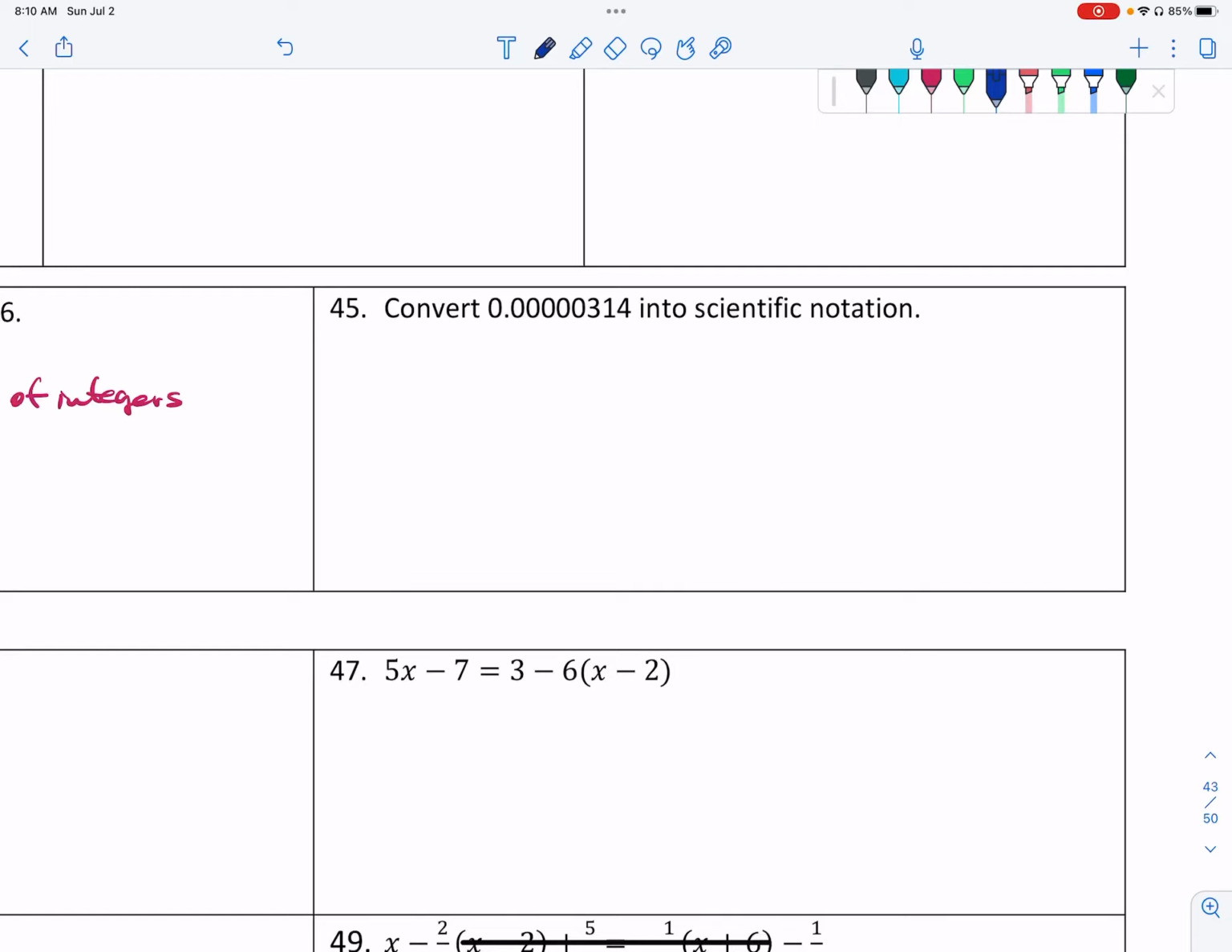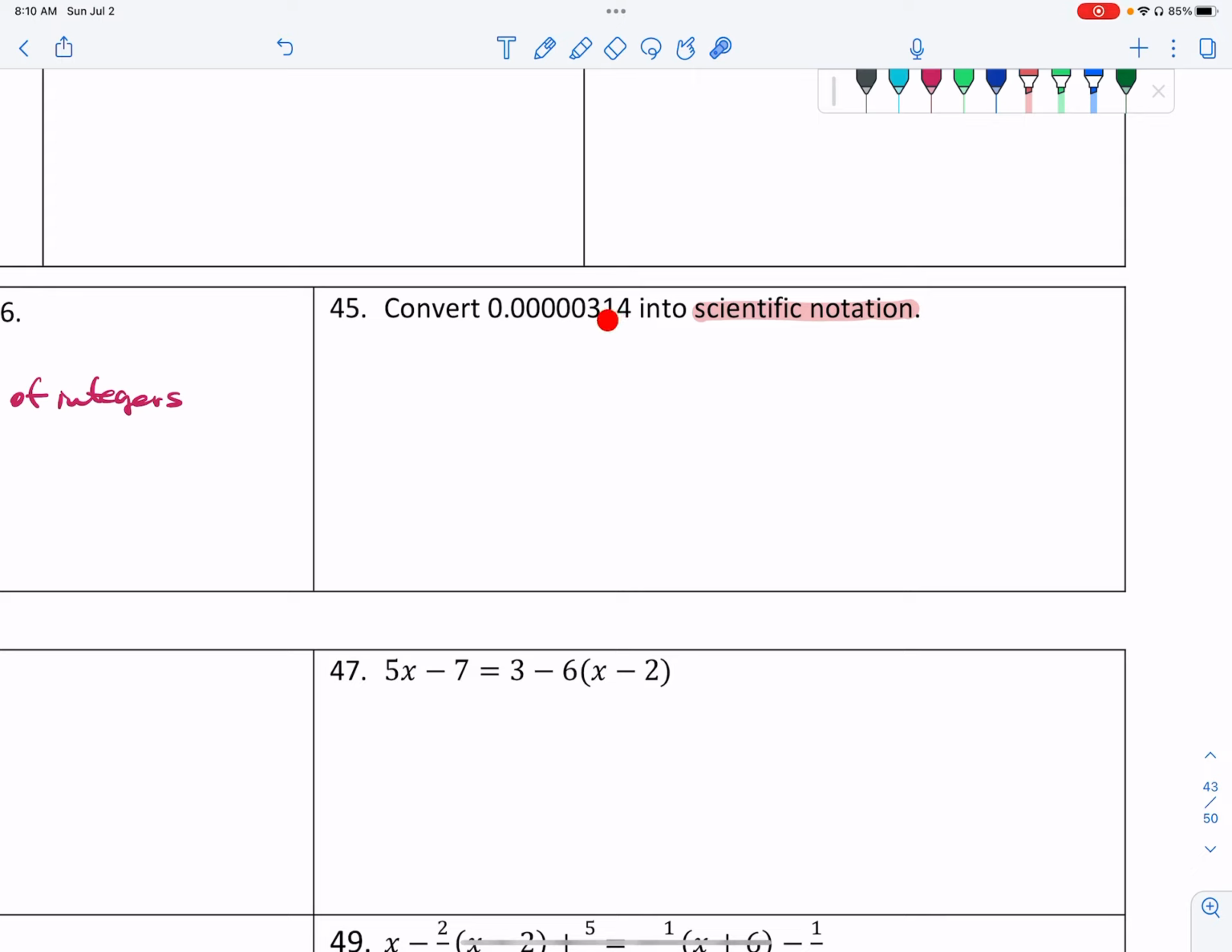45, convert 0.000314 into scientific notation. Scientific notation, as you probably remember, is a method of writing numbers that are really, really big or really, really small.